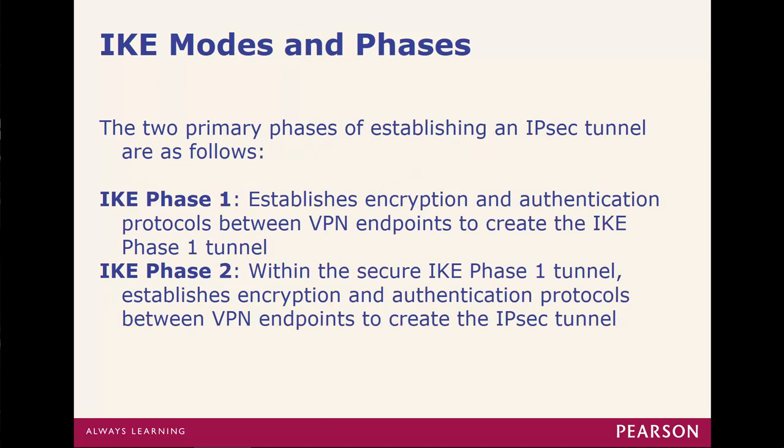To establish that connection, we have two phases. Phase 1 will establish the encryption and authentication protocol between endpoints to create the IKE Phase 1 tunnel. Once the Phase 1 tunnel occurs, and it establishes the encryption and authentication protocols between the endpoints, it will use Phase 2 to create the IPsec tunnel.